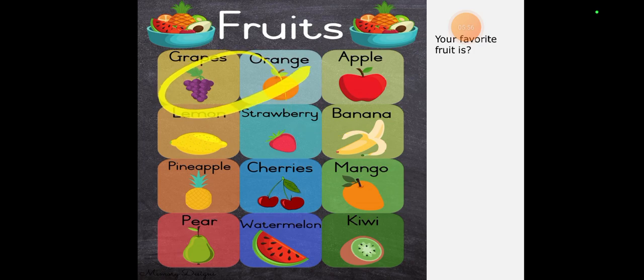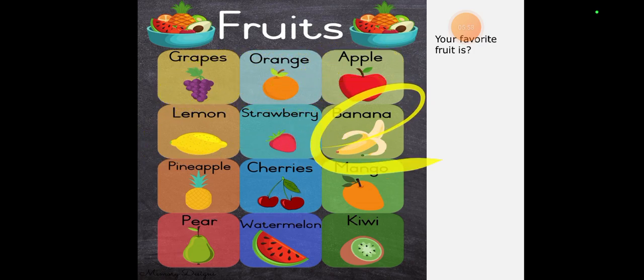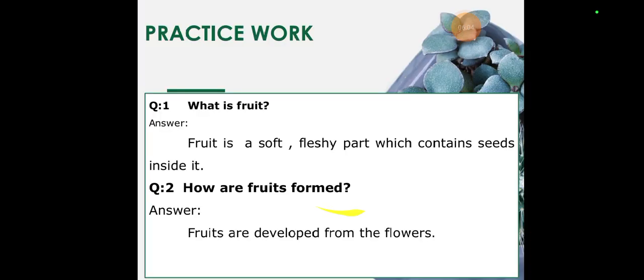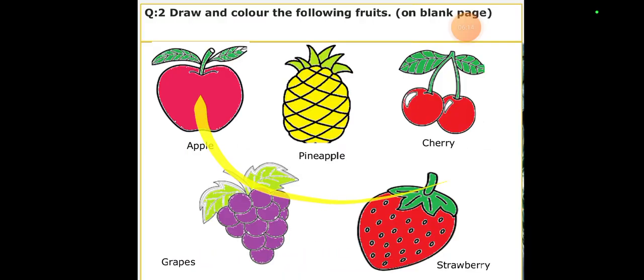Many fruits: grapes, orange, apple, lemon, strawberry, banana, pineapple, cherries, mango, pear, watermelon, kiwi. My favorite is mango, and I love that. What is a fruit? A fruit is a soft, fleshy part which contains seeds inside it. How are fruits formed? Fruits are developed from the flowers. Draw and color the following fruits. You can do apple, pineapple, cherry, grapes and strawberry.